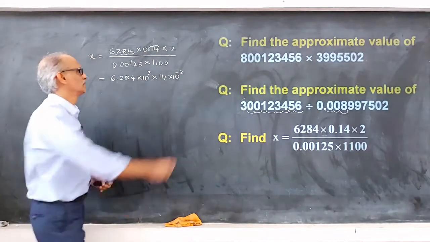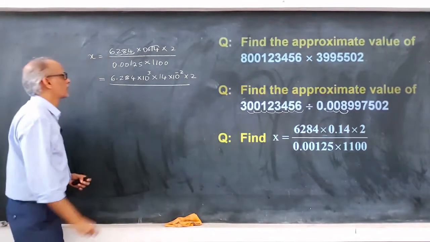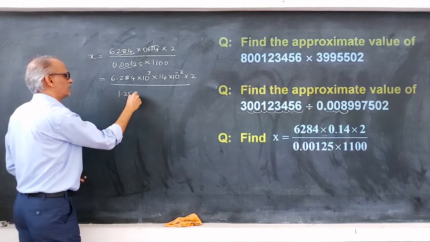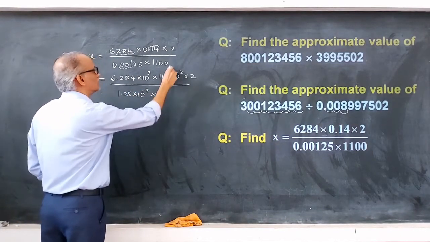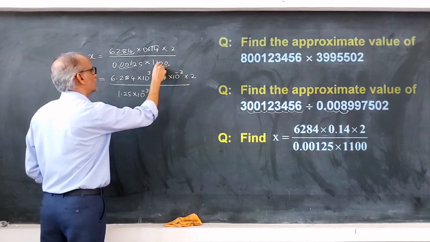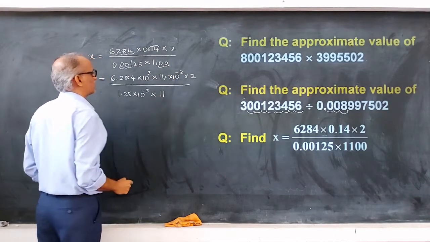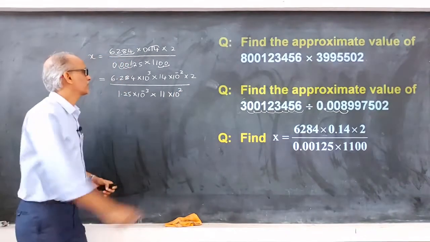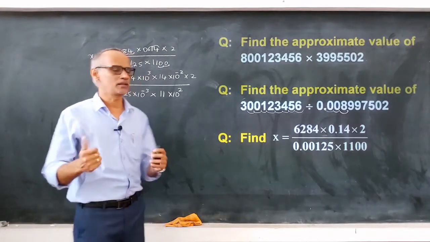Number lesser than 1, this number you write as it is, into 2, divide by... now shift the decimal, 1, 2, 3, so I'll get 1.25 into 10 to the power minus 3. Shift the decimal from here to here, so 1 and then 2, I will retain only till here. I will not simplify further. 11 into 10 to the power 2, you can write 1.1 into 10 to the power 3 also, but there is a reason behind writing that, I'll tell you why.